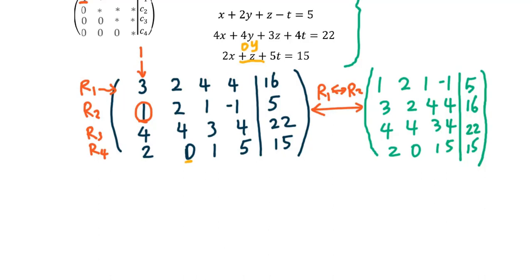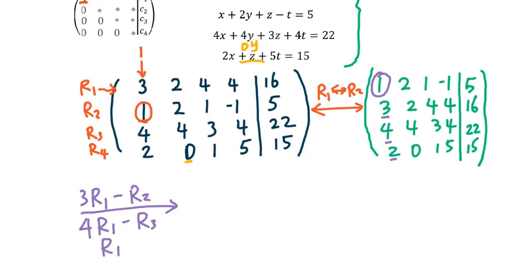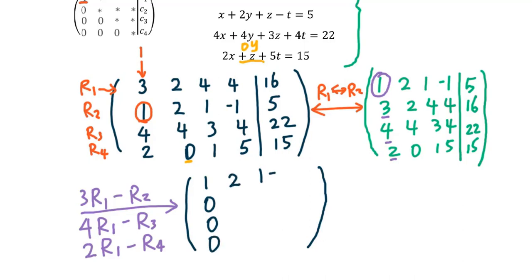Next step, you need to make all of this equal to 0. You have to use this number. Therefore, you will do row 1 multiplied by 3 minus row 2, row 1 multiplied by 4 minus row 3, and row 1 multiplied by 2 minus row 4. So you will get 1, 0, 0, 0. I have 2, 1, -1, and this is a 5. The first row won't change.